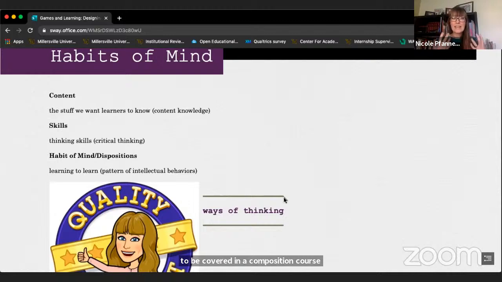Instead, the content is ways of knowing. Skills like thinking skills and critical thinking come alongside the ways of knowing, but students need access to language and language patterns so that they understand how to learn about learning. They understand the pattern of intellectual behaviors that they're engaging with and how to actively remix and apply those in various situations. And this is something that games do amazingly well.